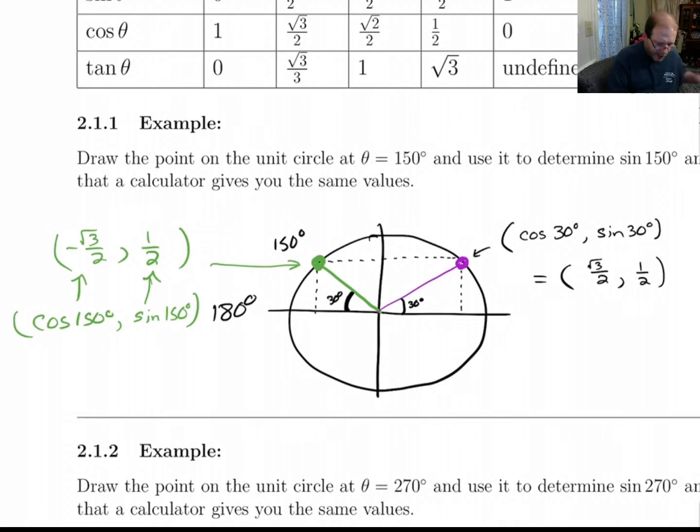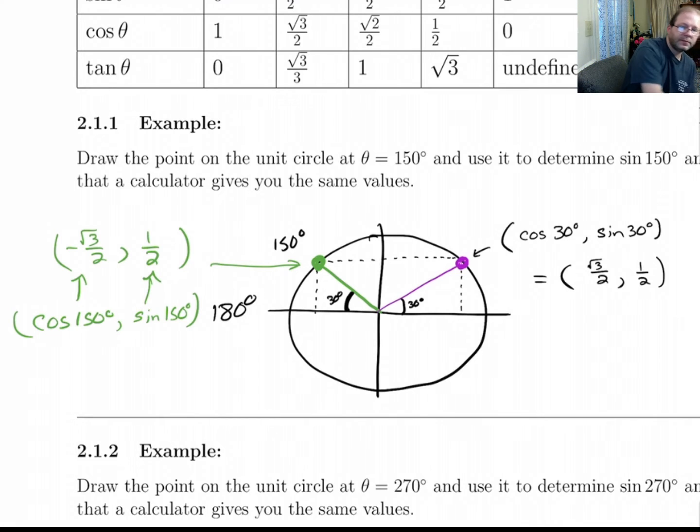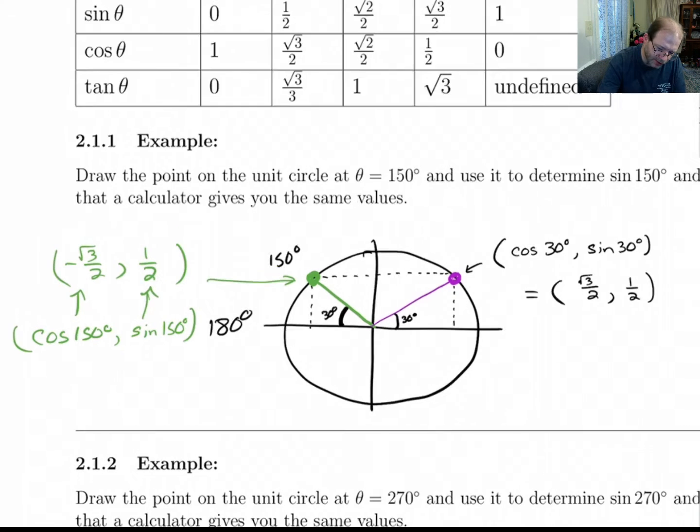Now let's check that with the calculator. If I put in 150 and take the sine, I get 1/2. If I put in 150 and take the cosine, I get 0.866, which is root 3 over 2, and it is negative. So yeah, we're able to do that by using some symmetry there and using what we know from our list of special angles.